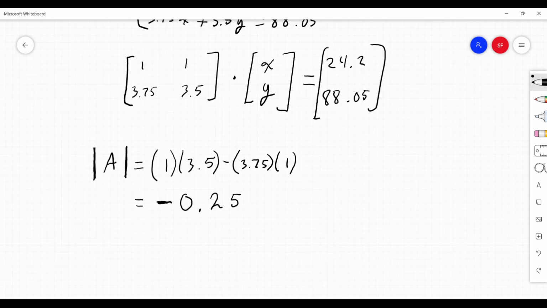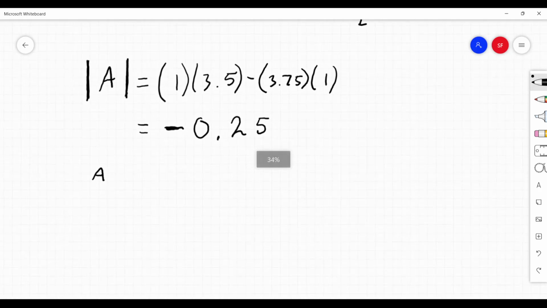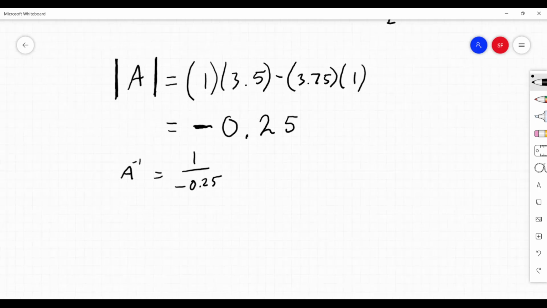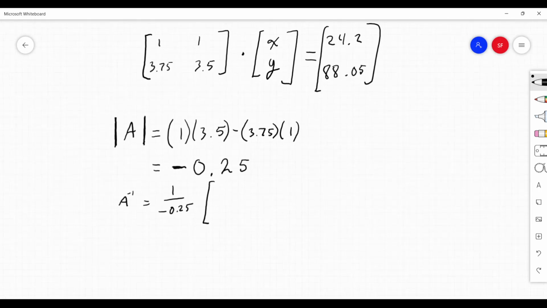Okay. So what else do I need to do to find the inverse of A? Oh, you skipped this one. Yeah, I hate this. They're ones. You don't know what 1 times 3.5 is? Yes, you do. 1 over negative 0.25.